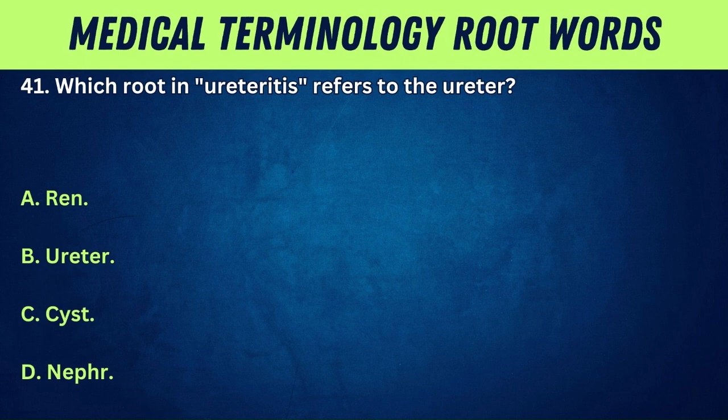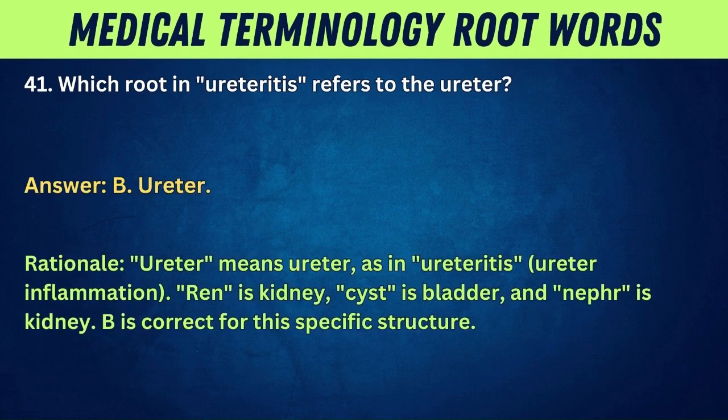41. Which root in ureteritis refers to the ureter? A. Ren. B. Ureter. C. Cyst. D. Nephr. Answer: B. Ureter. Rationale: ureter means ureter, as in ureteritis, ureter inflammation. Ren is kidney, cyst is bladder, and nephr is kidney. B is correct for this specific structure.